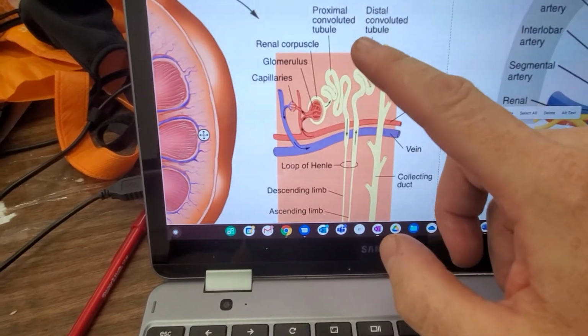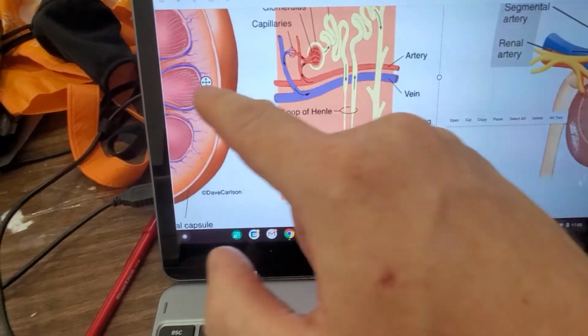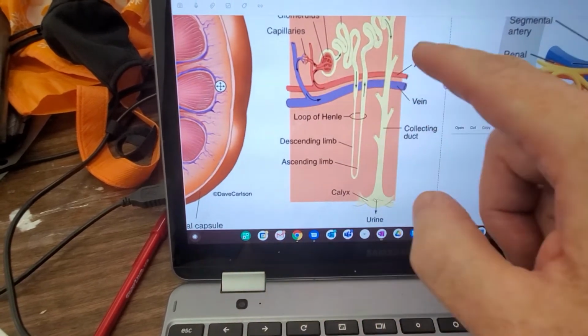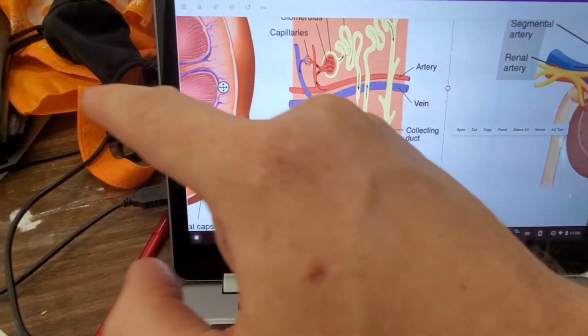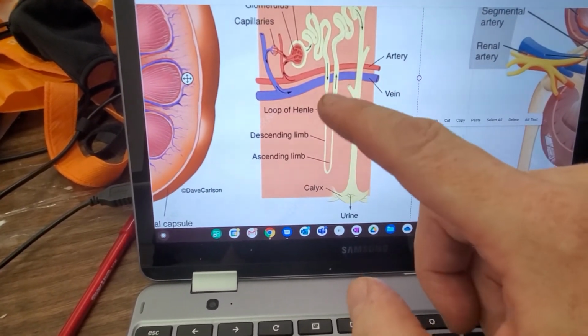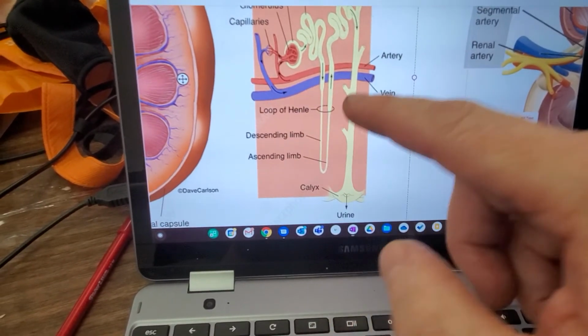Okay, so that's the first section, the proximal convoluted tubule. Then it continues on, and this part is in the cortex of the kidney. So that's the cortex. This part now crosses down into the medulla. What's happening here is the loop of Henle, the descending limb, and then the ascending limb. And there's all kinds of your favorite thing, osmosis, diffusion, fanciness in the loop of Henle. That's what's going on. Diffusion and osmosis to pull water and restore salt balance to the blood.